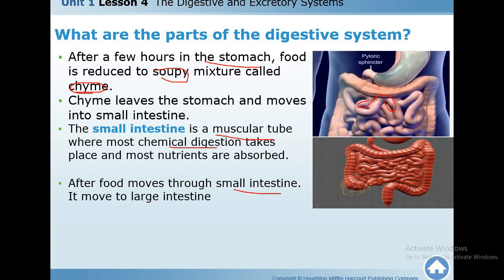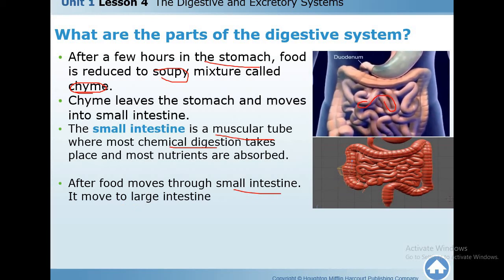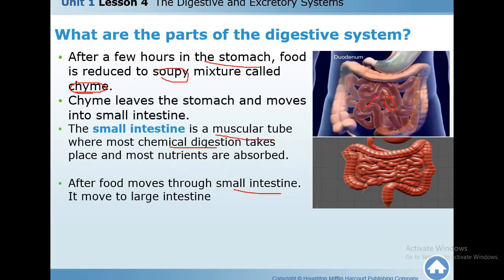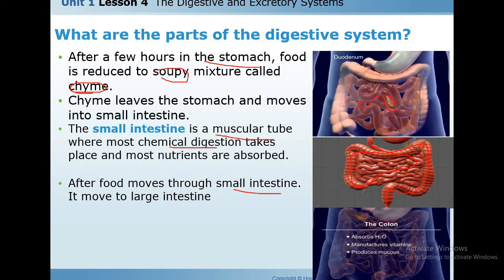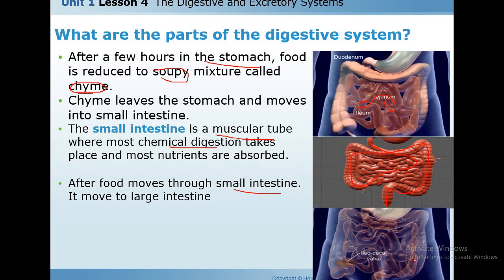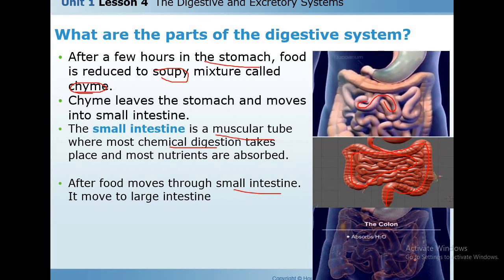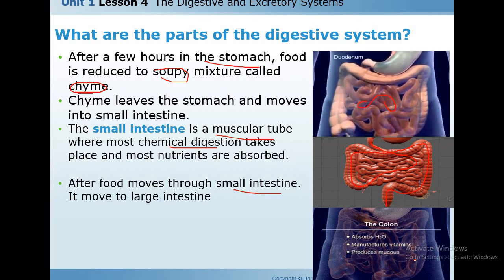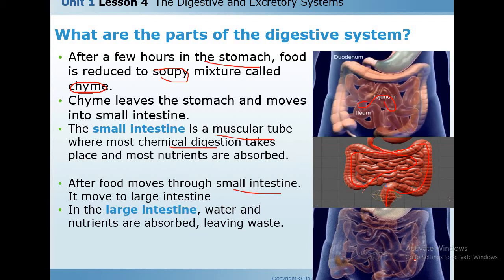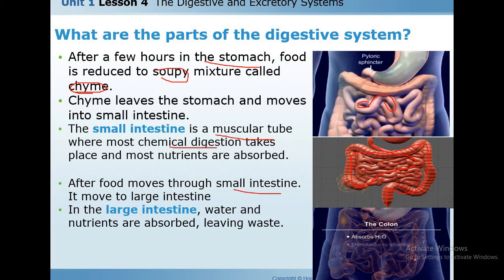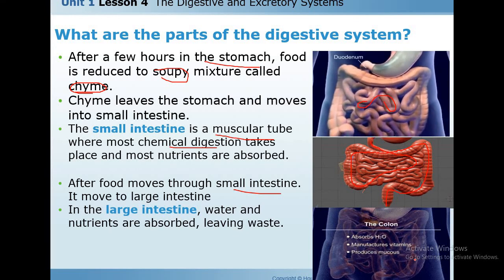After it moves from the small intestine, it moves here and then to the large intestine. Look at this picture. It moves through the large intestine after the small intestine. So what happens inside the large intestine? Inside the large intestine, water and nutrients are absorbed, leaving waste.